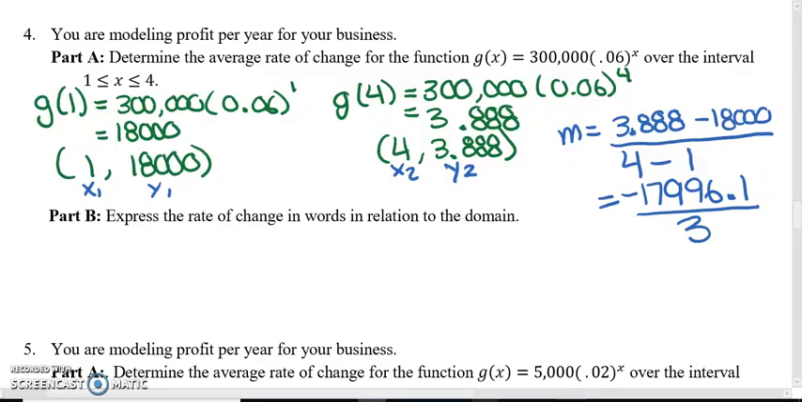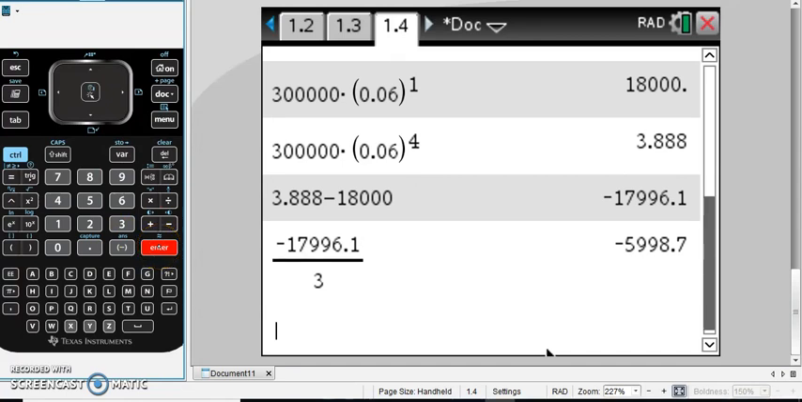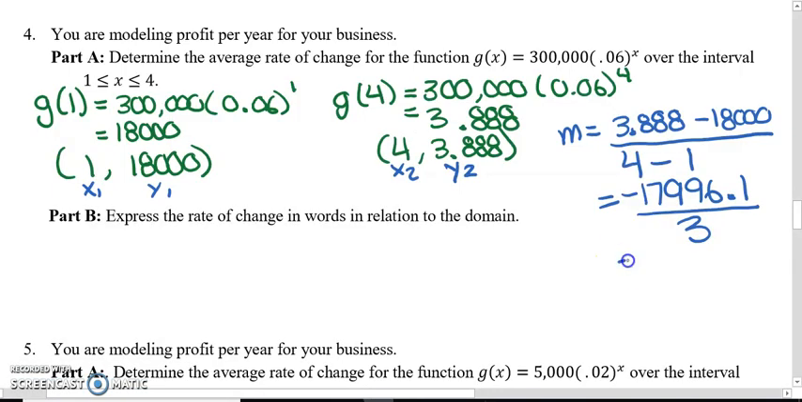So I'm going to check that in the calculator. Negative 17,996.1 divided by 3. That gives me negative 5,998.7. So that comes out to be negative 5,998.7. So that is only answering part A.